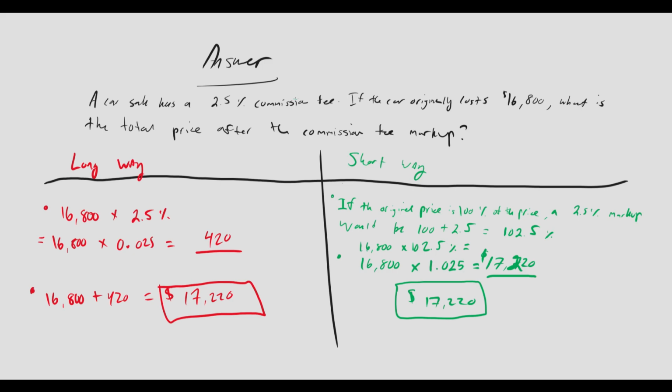You could do 16,800 times the 2.5% or 0.025, and that would make $420. You add it to the price, you get $17,220. Or in the short way, you can say that if I'm paying 2.5% more to the salesperson, it is 102.5%, which is 1.025 times the $16,800 original price of the car, making $17,220. Again, both methods are correct as long as you are adding to the original price for a markup.